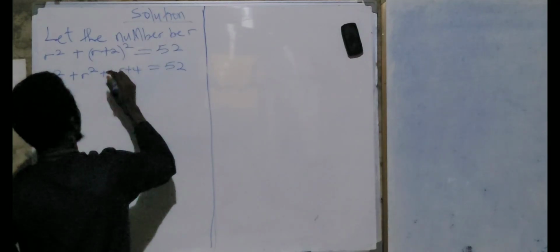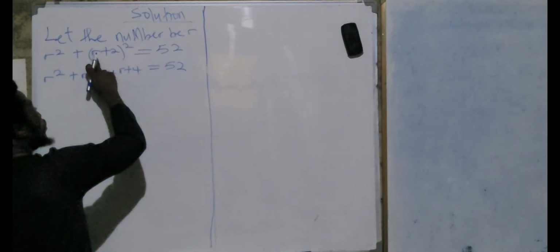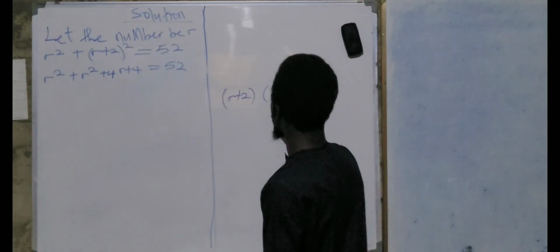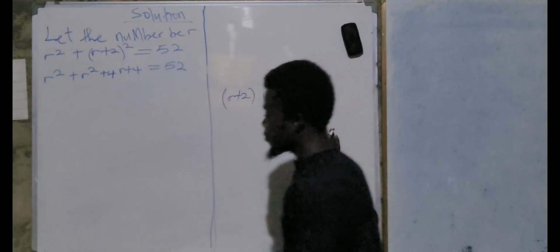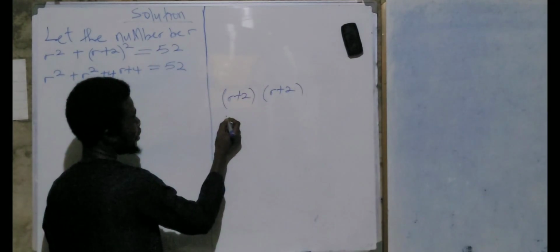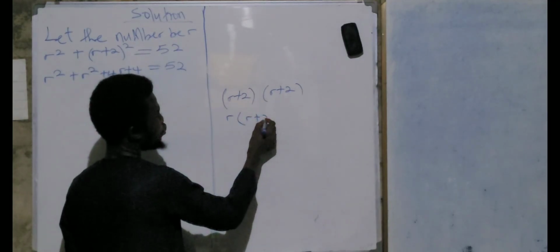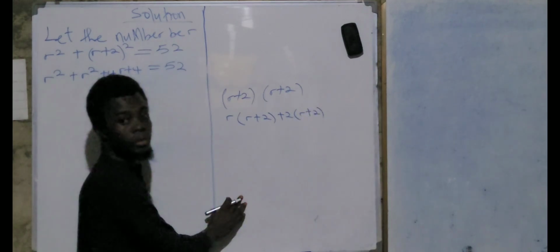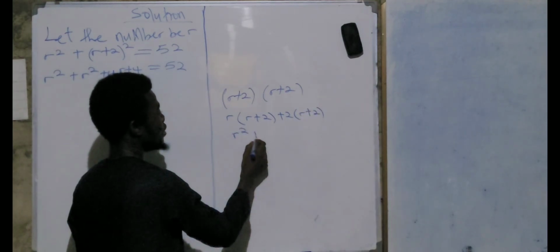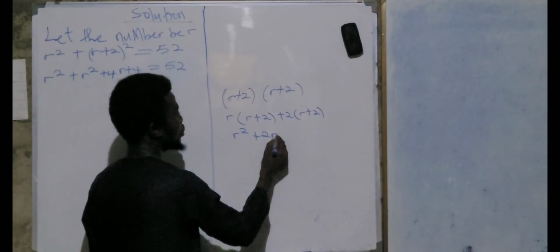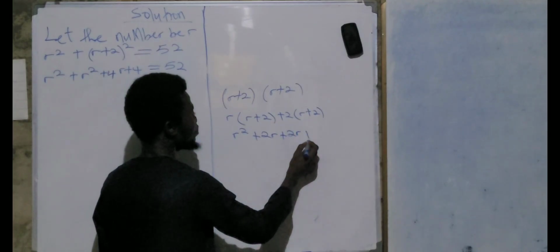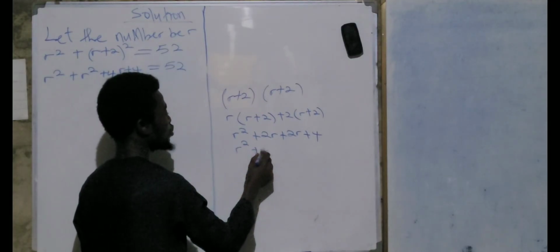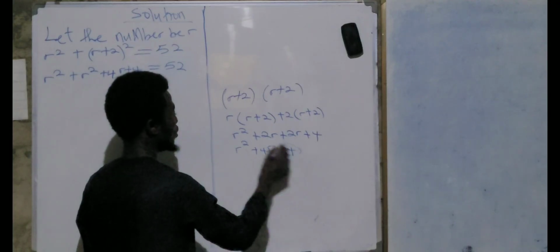Now look at this: (r plus 2) squared is the same as the expansion of two brackets, r plus 2 times r plus 2. Take out the bracket and expand it. R times r is r squared, plus r times 2 is 2r, plus 2 times r is 2r, plus 2 times 2 is 4. I'll now have r squared plus 4r plus 4. Are we okay here?